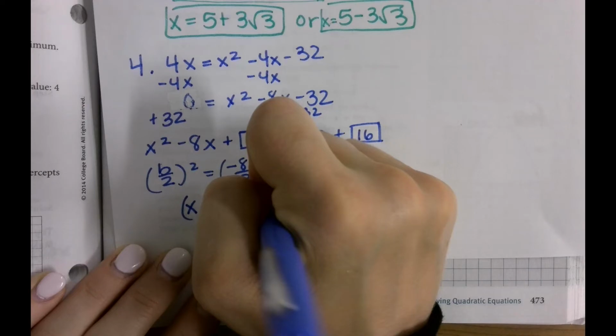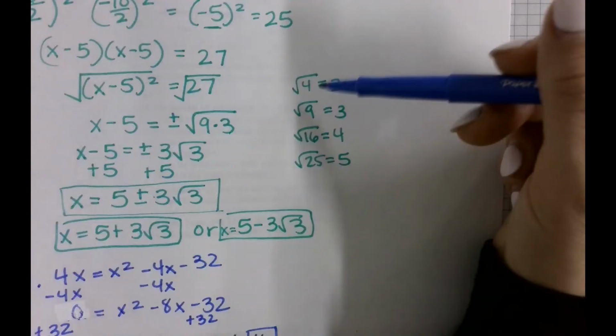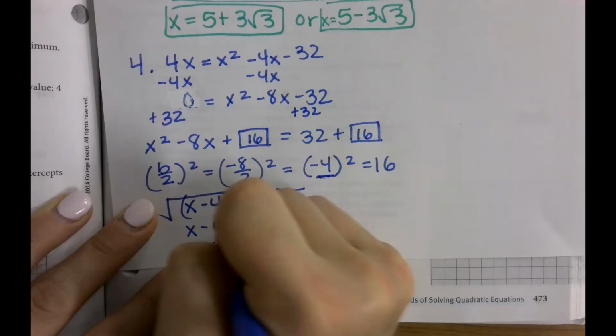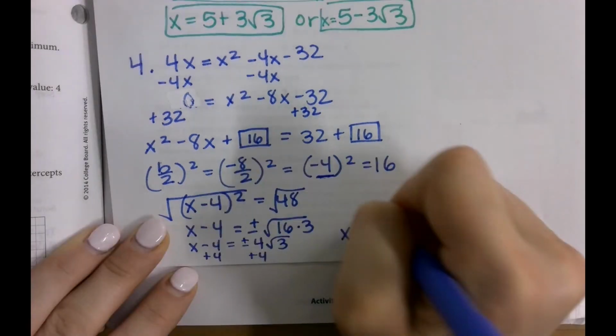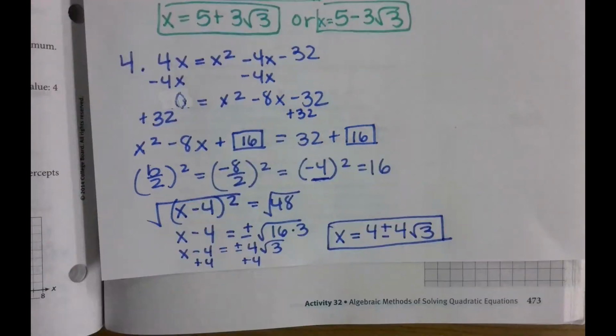x minus 4 equals, and the square root of 48 is not a perfect square, but I know 16 is a factor of 48, so plus or minus the square root of 16 times 3, so plus or minus 4 times the square root of 3. Then I need to get x isolated, so if it's minus 4, I'm going to add 4: x equals 4 plus or minus 4 times the square root of 3. That is our final answer. This has two x-intercepts.